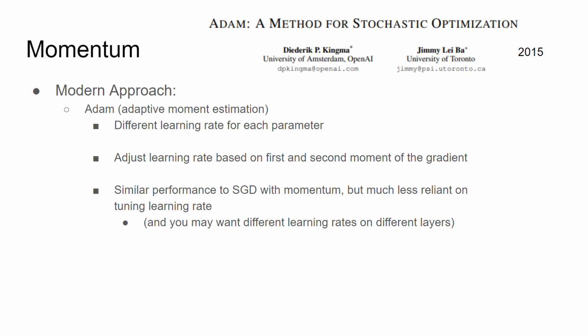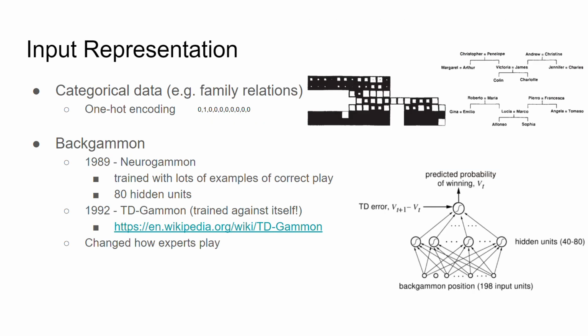The overall result is, hey, ADAM ends up being so much less reliant on tuning the learning rate that everyone should just use it. In the past you would spend a lot more time playing around with the learning rates and momentum parameters. Nowadays, just use this. Everything's fine. All right.